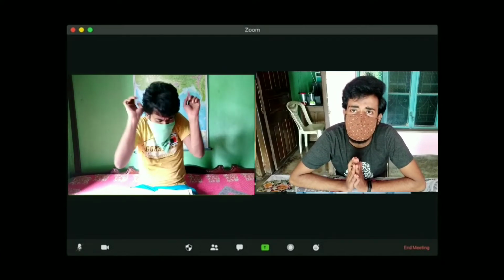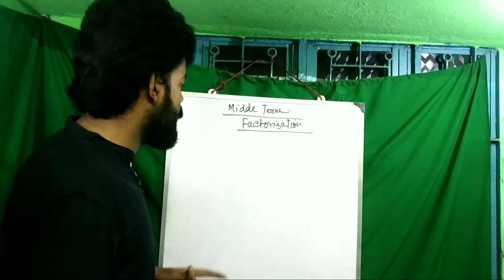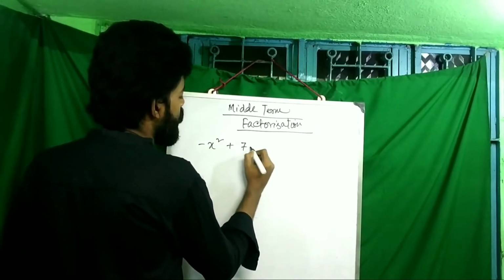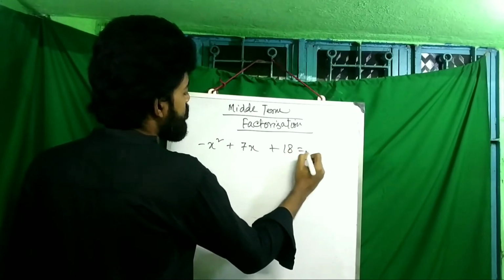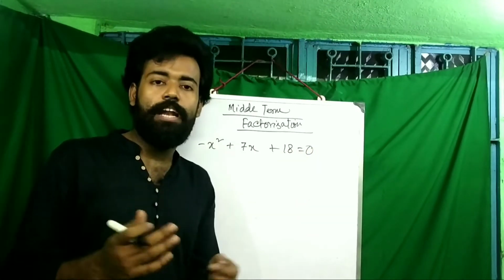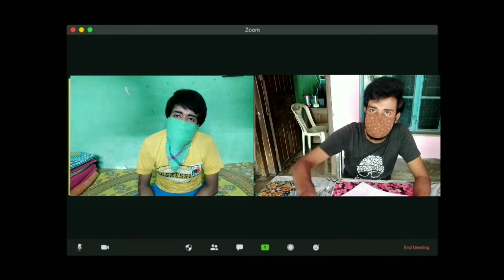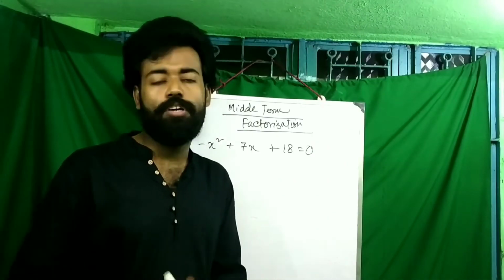Sorry. Okay, now let's write the question. So this is our first question. Minus x squared plus 7x plus 18 equal to 0. So tell me what is the value of a? Sir, x squared, minus x squared. No, you are wrong as always.